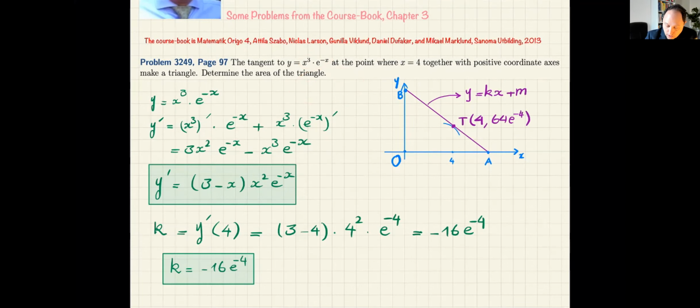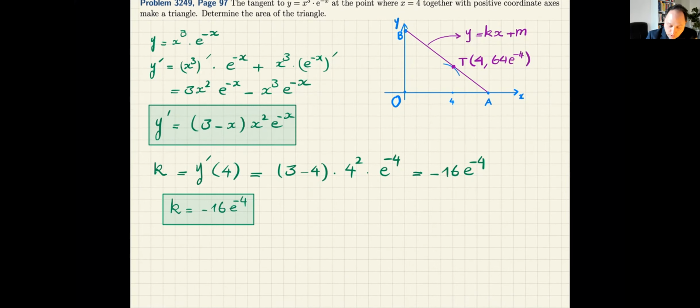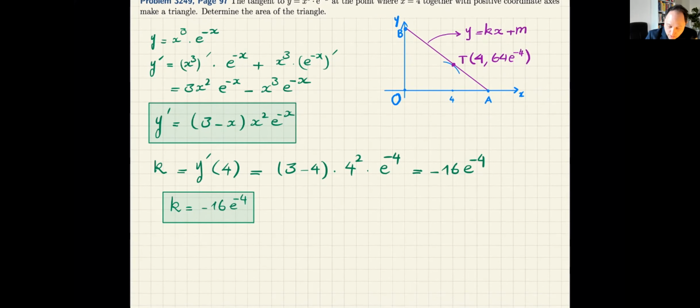On the other hand, I know that this point of tangency is also on the tangent line. So it means that its coordinates should satisfy the equation of the tangent line. But I already know the k value. So y is equal to minus 16 e to power minus 4. This is my k value I put instead of k. After that, I will have x, and after that, I will have my m.